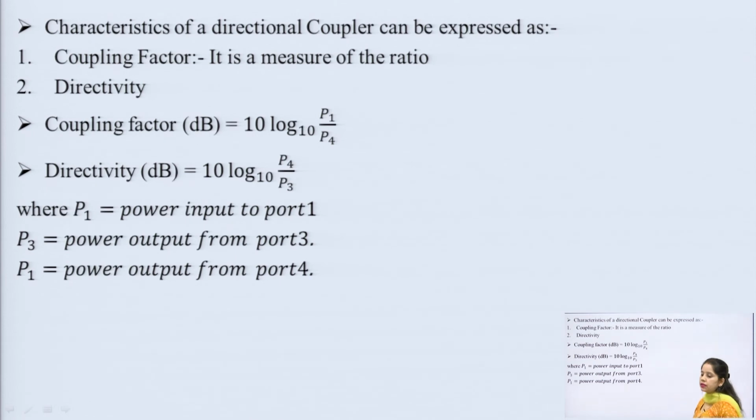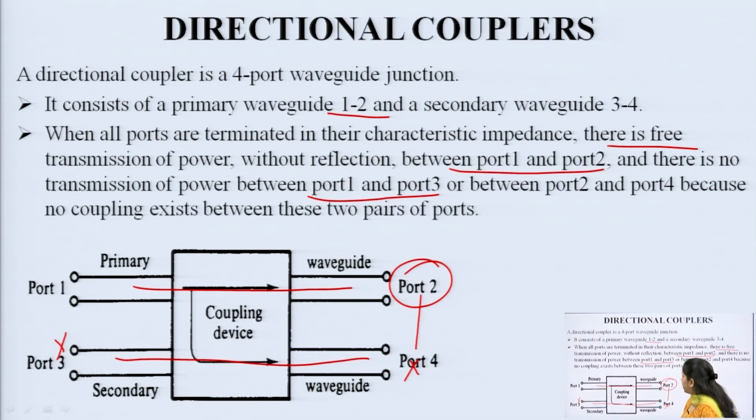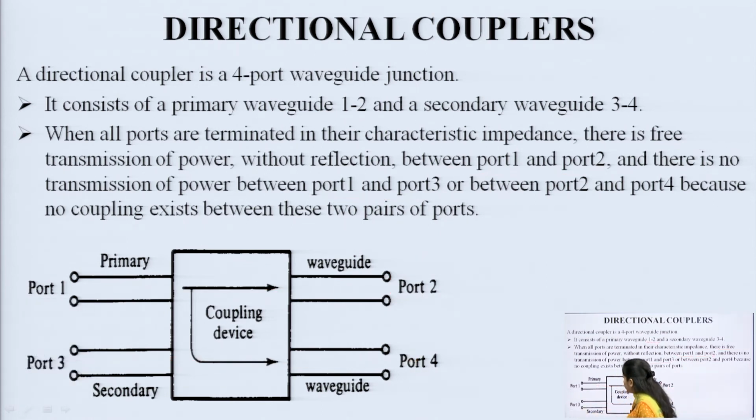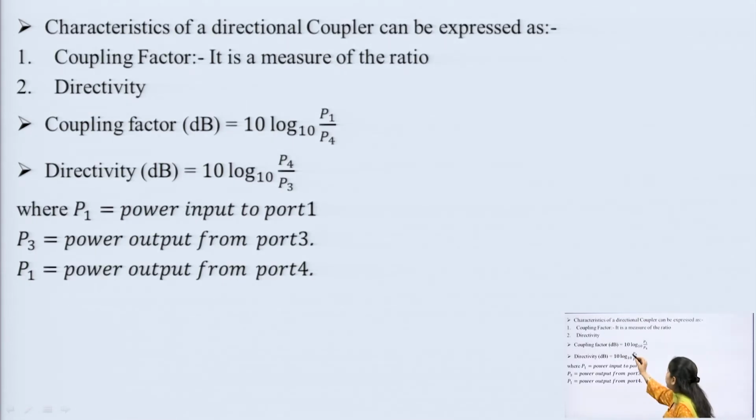Now, as per this, there is some important characteristic of a directional coupler. First one is the coupling factor, and it is a measure of the ratio of the power which is coupled between port 1 and port 4. That is why our coupling factor is decided on this basis.